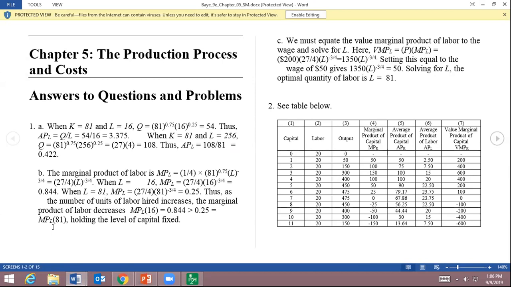So this is number 1. This is page 167 in the text, and it gives us a particular production function. The first thing we're asked to do is calculate the average product of labor when the capital is fixed at 81 and the labor is fixed at 16. So how would we calculate the average product of labor?